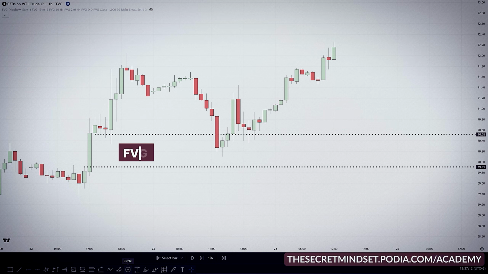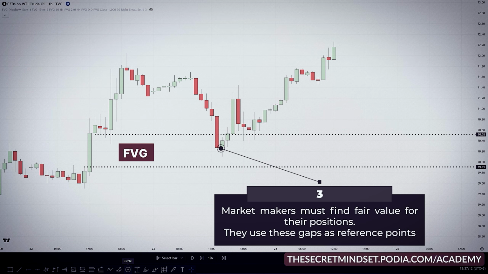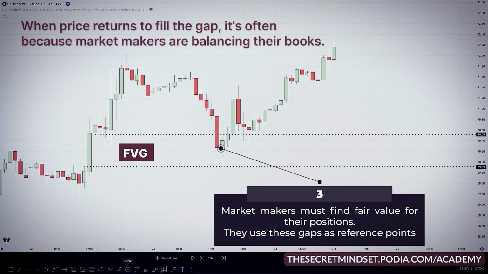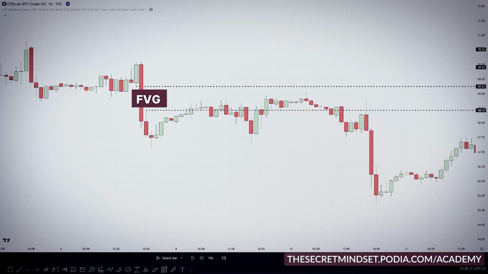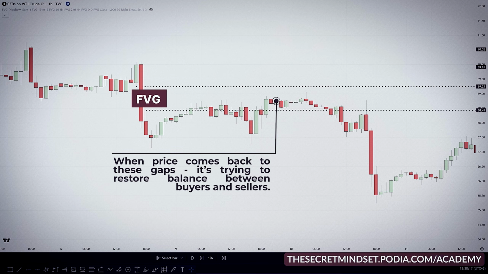So the smart move is waiting for price to return to this gap. That's because market makers must find fair value for their positions. They use these gaps as reference points, and when price returns to fill the gap, it's often because market makers are balancing their books. You'll notice something interesting when price comes back to these gaps. It's trying to restore balance between buyers and sellers.